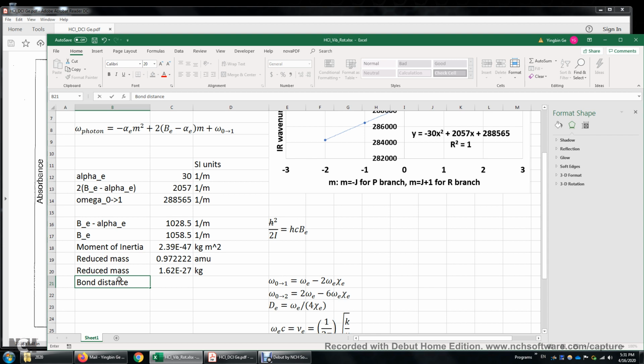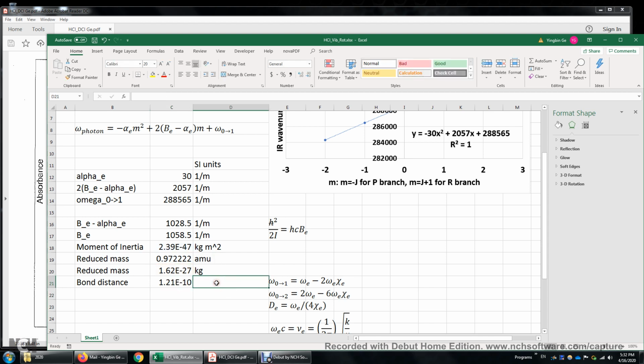The bond distance is also called internuclear distance because the bond distance is the distance between the hydrogen nucleus and the chlorine nucleus. Alright, so we know the equation for the moment of inertia. It's mu times r squared. Therefore, this bond distance is simply the square root of I, the moment of inertia, divided by the reduced mass.